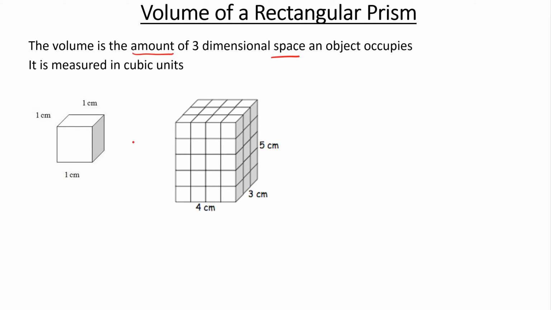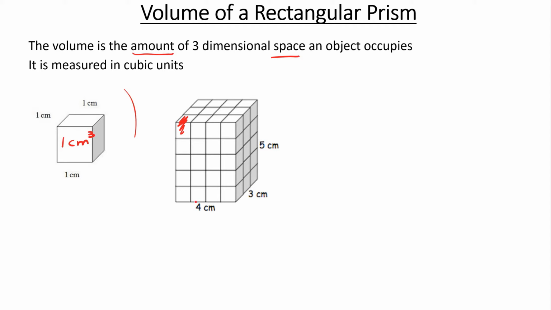If you take a look at this block here, it's a cuboid that is 1 centimeter cubed. Now if we take a look at this bigger cuboid, we can see that it has a length of 4 centimeters, a width of 3 centimeters, and a height of 5 centimeters. To work out the volume, we'd look at how many of these little cubes we have in this object. We could obviously just count them separately.